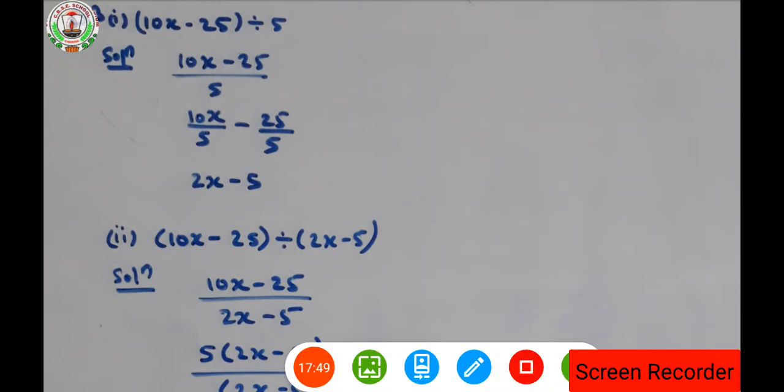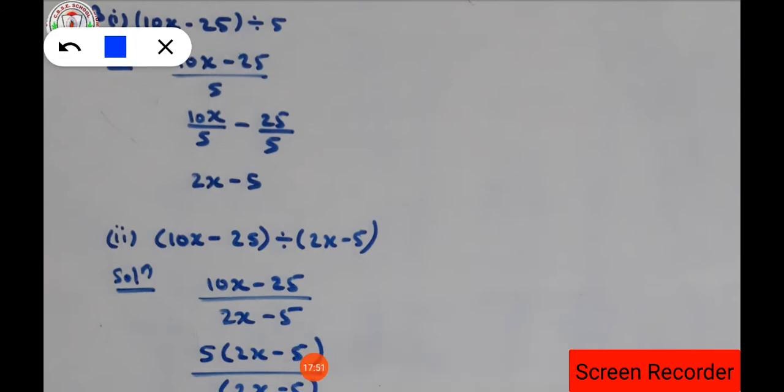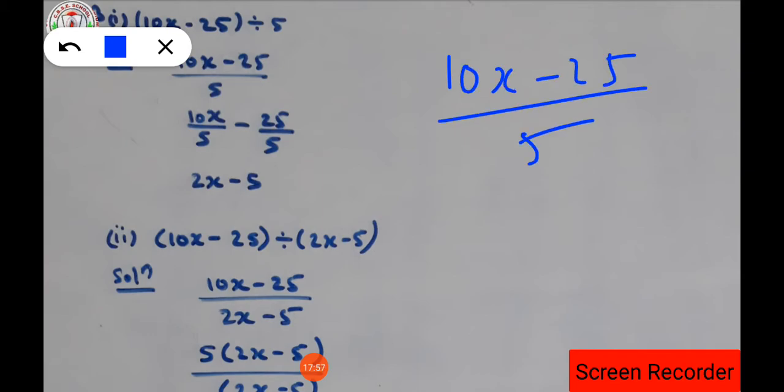In the same way, you can also take it as a common. So what our question is 10x minus 25 upon 5 we are having, isn't it? Taking common. So what should be taken common? 5 we can take in common, because 10 can be written as 2 into 5. So 5 is being taken common. What is the number left out? That is 2x minus 5. 25 can be written as 5 into 5.